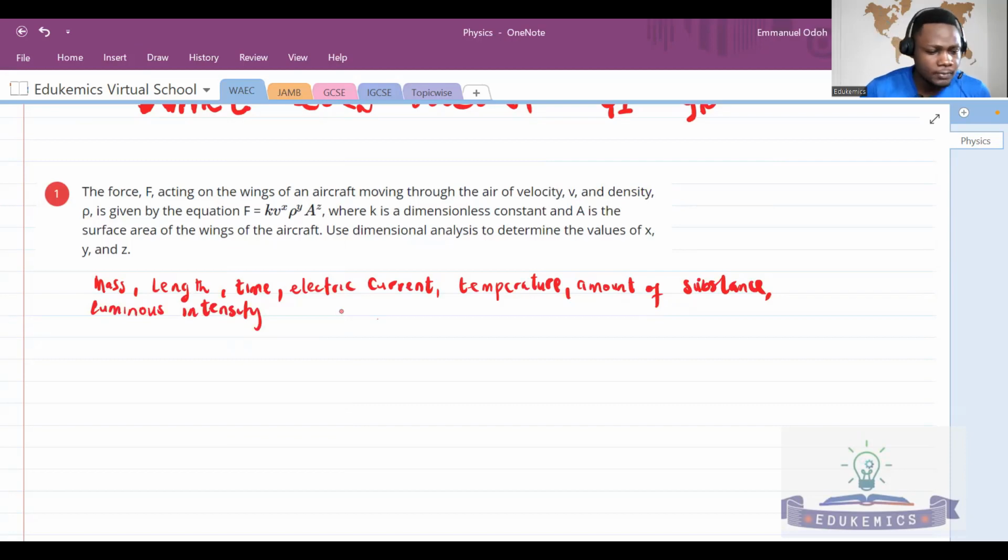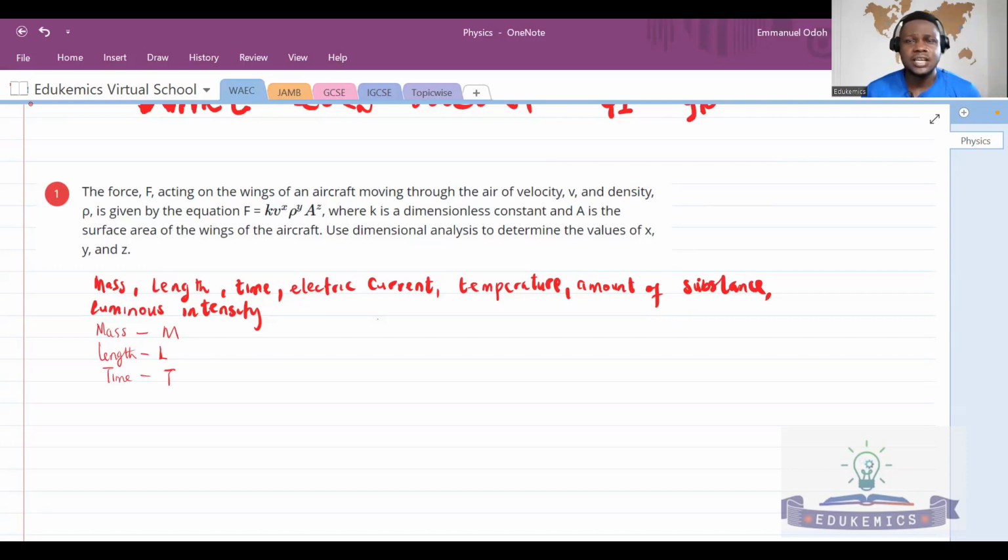So in dimensional analysis, we use the initials of these quantities. For example, mass is represented with a capital letter M, length has a dimension L, and time has a dimension T. So these are the three basic units that we'll be using.